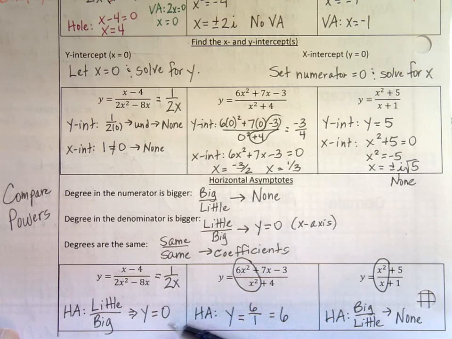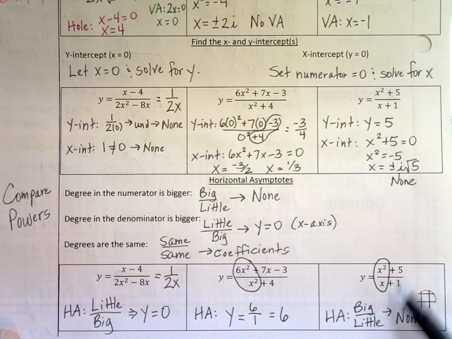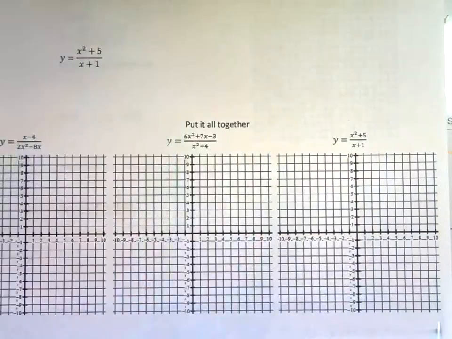If I take the second one, these guys have the same powers. Square and square. Take the numbers in front. 6 over 1. That gives you 6. So I've got y equals 6 as my horizontal asymptote for the middle guy. And then the last one, I've got x squared over x, big over little. That gives me none. Okay? And that's where we left off on Friday in class. So we're going to pick up from there with the rest of this stuff.